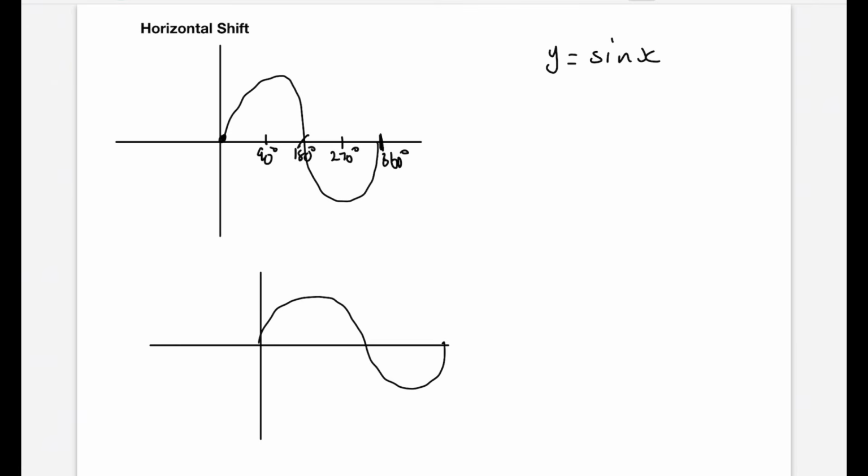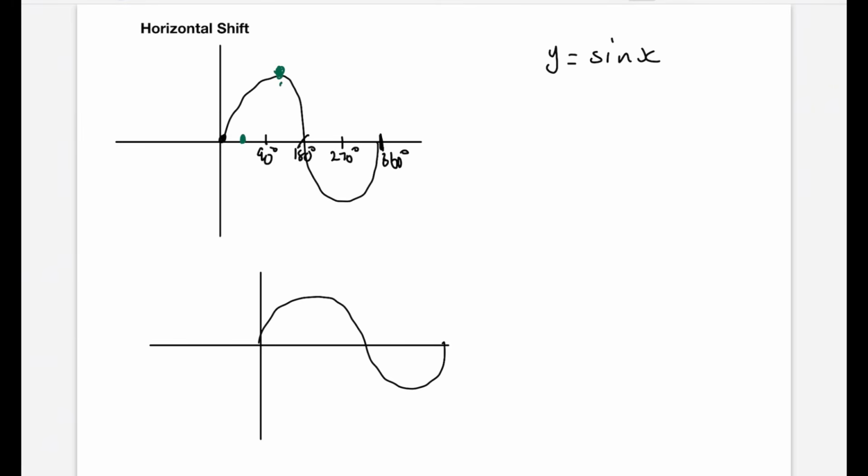Imagine we shifted this graph 30 degrees to the right, so that instead of starting here at the origin, it starts here at 30 degrees and 0. And its highest point, instead of being at 90, is now at 90 plus 30, which is 120. So somewhere at 120, it then has its highest point. Or maybe that's not really 120, maybe somewhere here is 120.